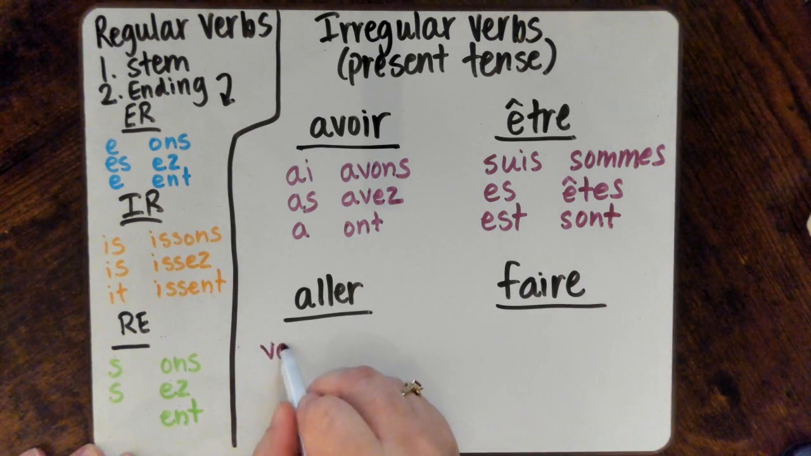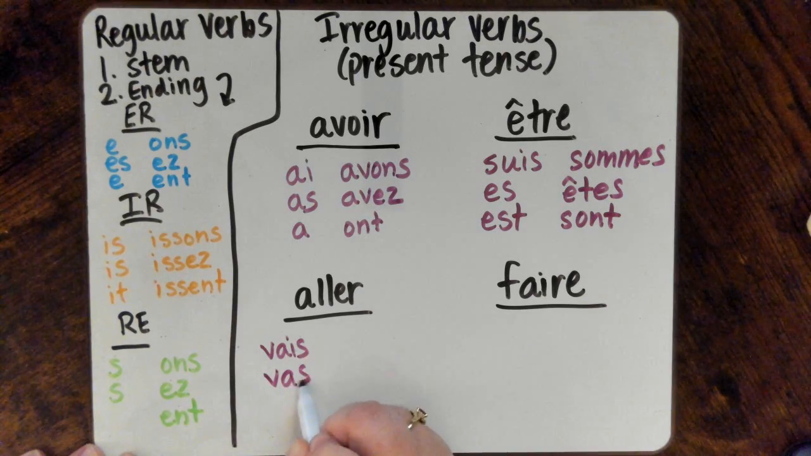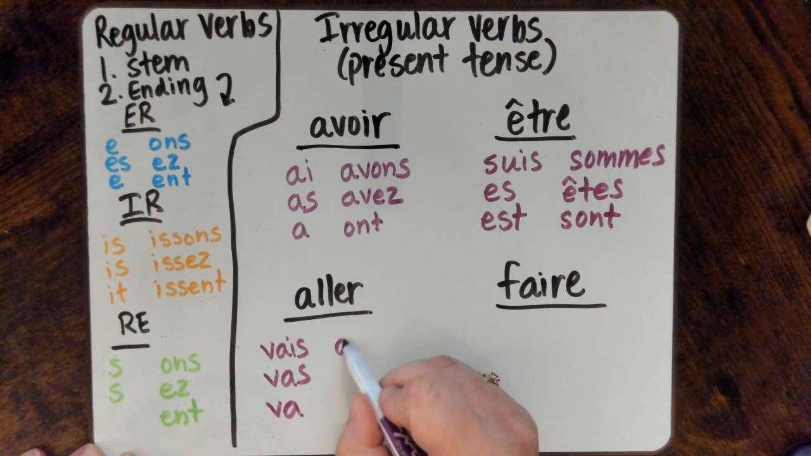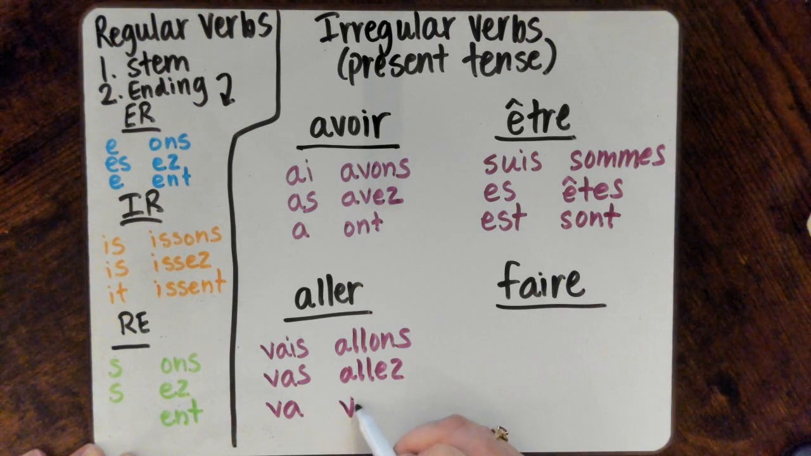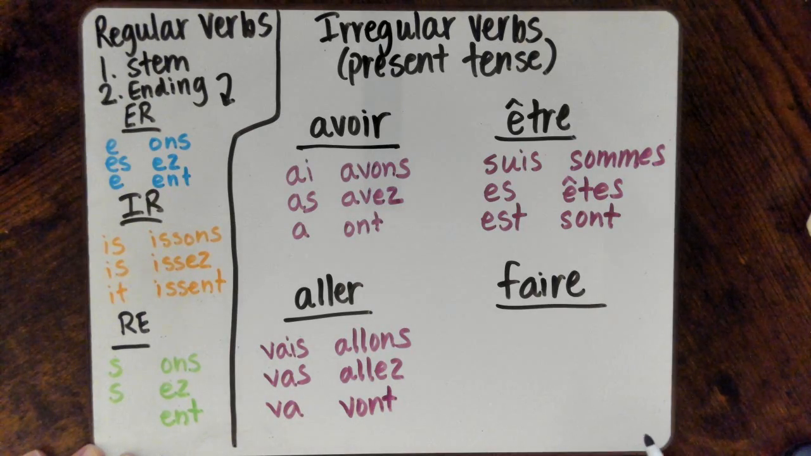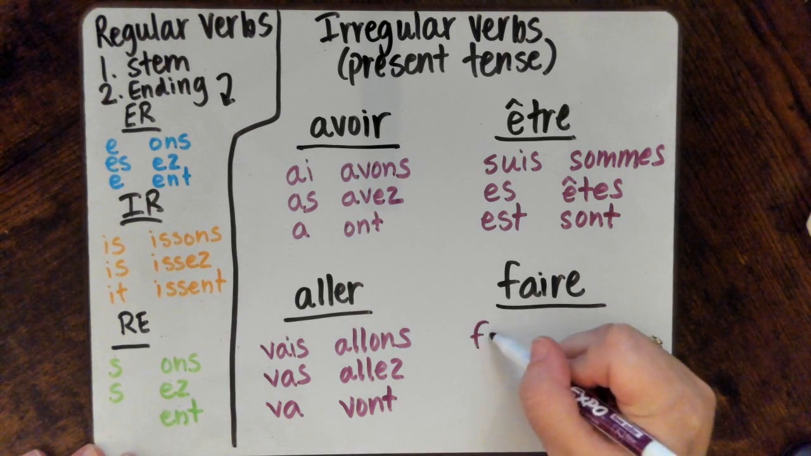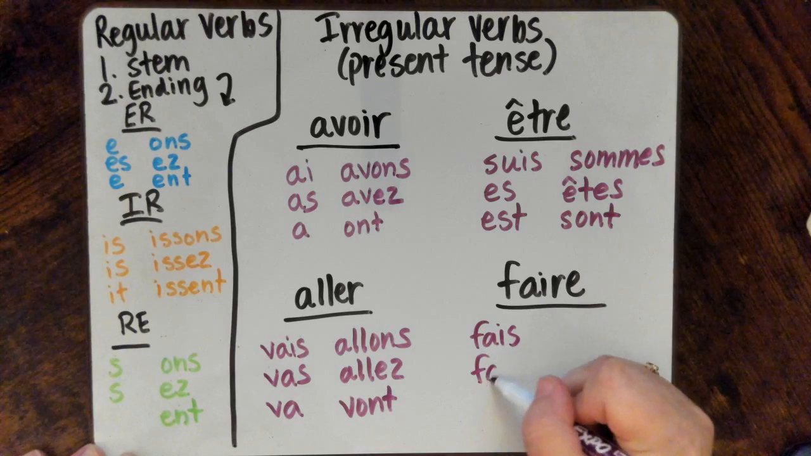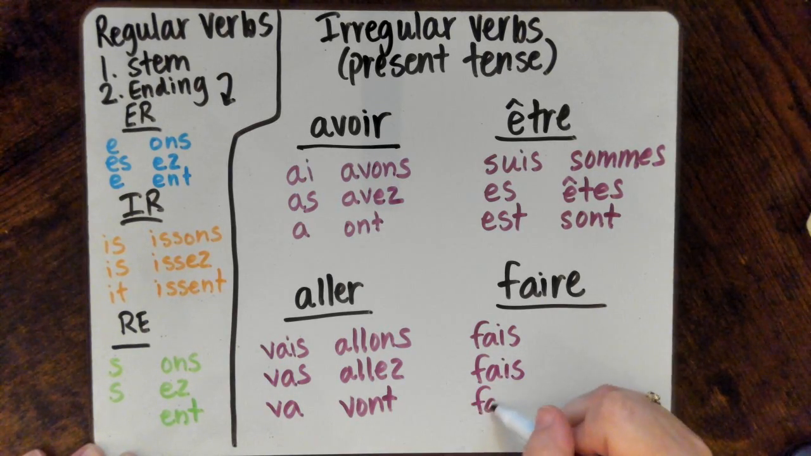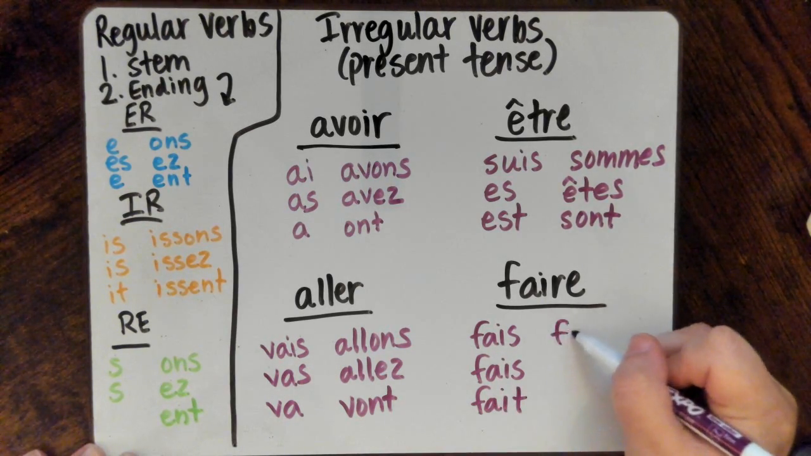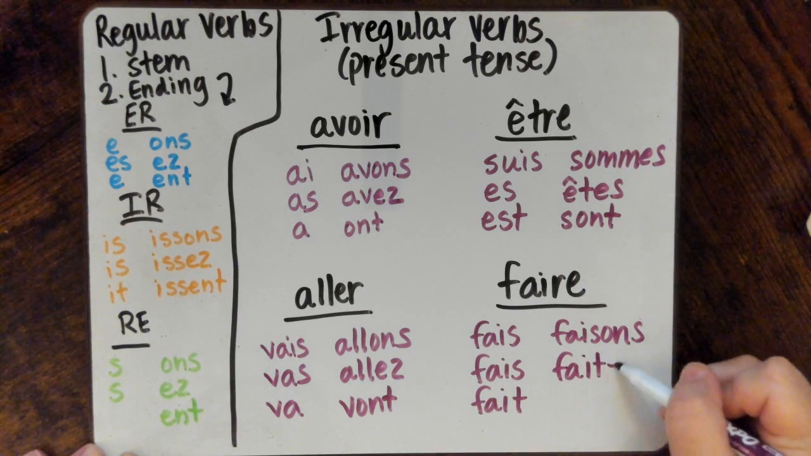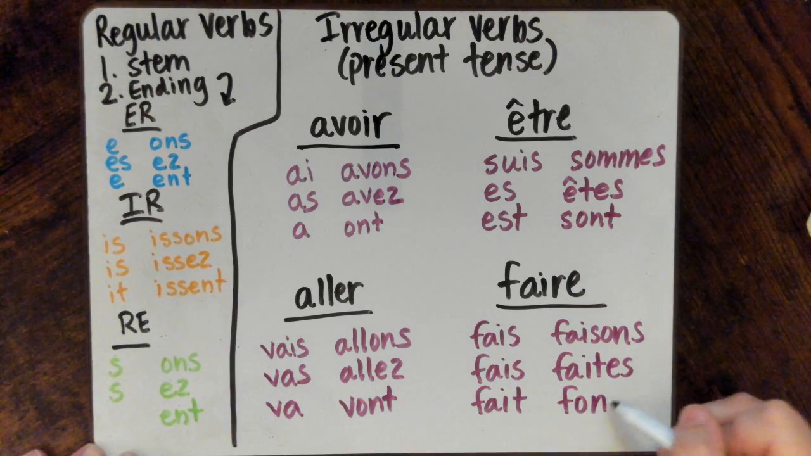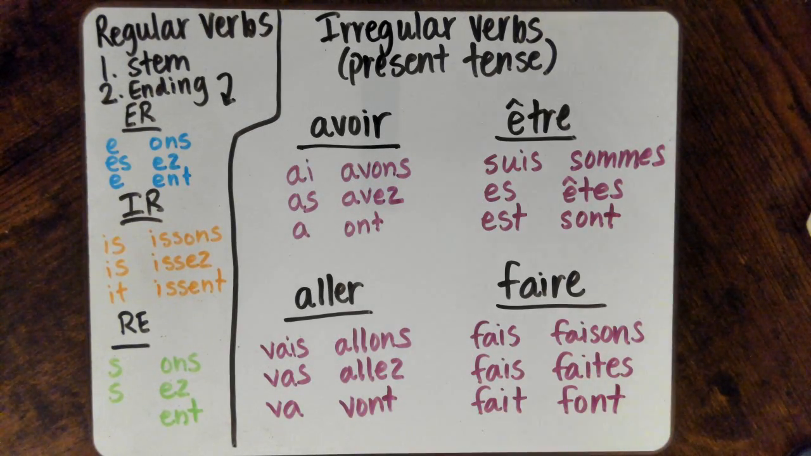Aller is vais, va, allons, allez, vont. And faire is fais, fait, faisons, faites, font. And I don't have a special way to memorize those.